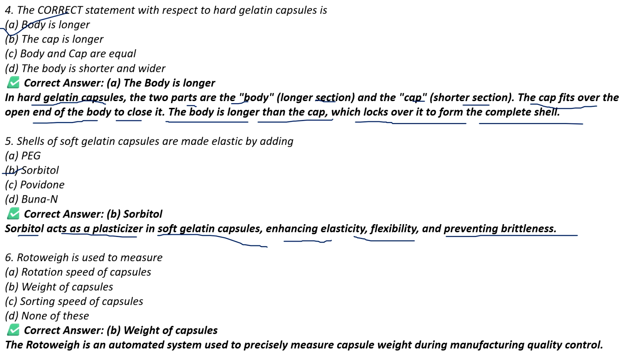Moving on to the next question. Rotoweight is used to measure: rotation speed of the capsules, weight of the capsules, sorting speed of the capsules, or none of these. Rotoweight is an instrument or automated system used to precisely measure capsule weight during manufacturing quality control. So option B, weight of the capsule, is the right answer. Rotoweight is used to measure the weight of the capsules.